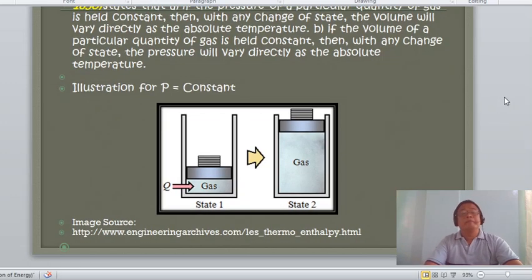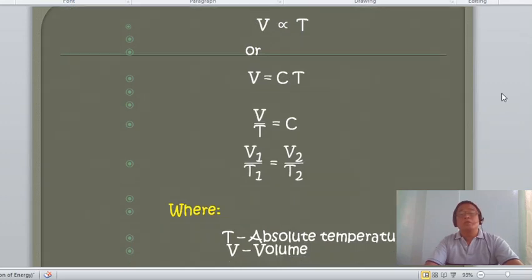So let us now write the equation. Of course, for a constant pressure, the volume is directly proportional to the temperature. Or simply, V equals the constant of proportionality times T. Or simply, V over T is equal to a constant. So from state point 1 to state point 2, the ratio of the volume and temperature is constant. We can now write that as V1 over T1 equals V2 over T2, where T is the absolute temperature and V is the volume.